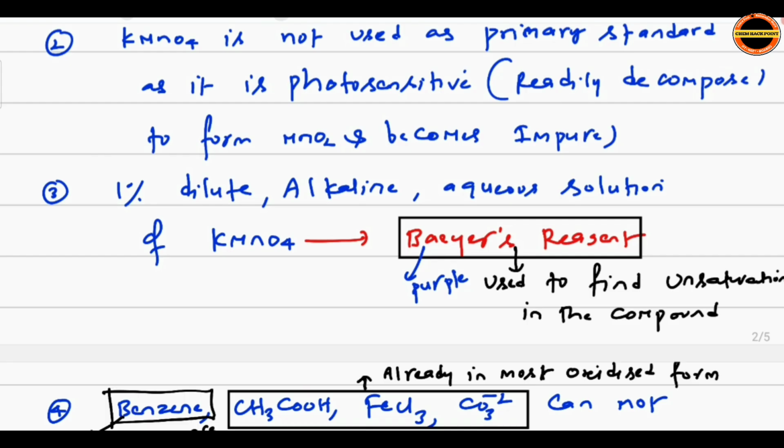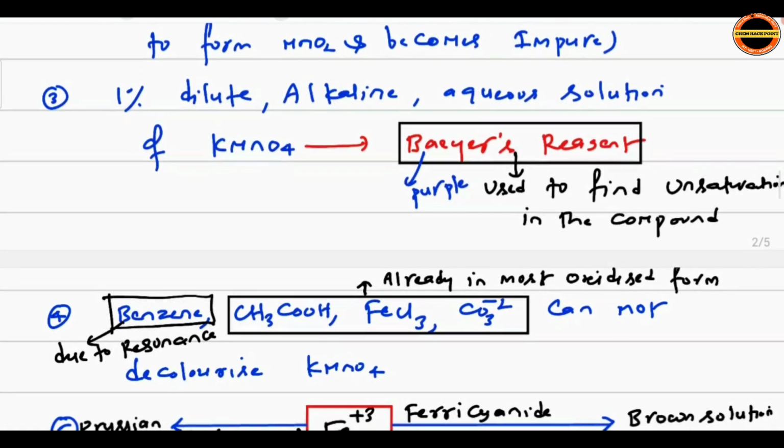So Bayer's reagent, an alkaline aqueous solution of KMnO4, is used to find unsaturation of the compound. If any double bonded or triple bonded compound is added to it, the solution becomes colorless. KMnO4 becomes colorless. Based on this colorless nature, you can confirm that the given compound contains unsaturation.